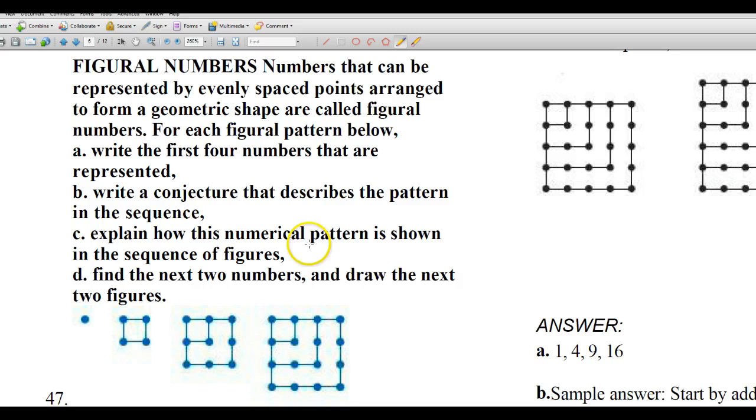For number 47, numbers that can be represented by evenly spaced points arranged to form a geometric shape are called figural numbers. For each figural pattern below, part A, write the first 4 numbers that are represented. So let's do part A first. We notice in our pattern here, we would just have 1, count up the points, we have 4, and then 9 here, and 16. Part B, write a conjecture that describes the pattern in the sequence.